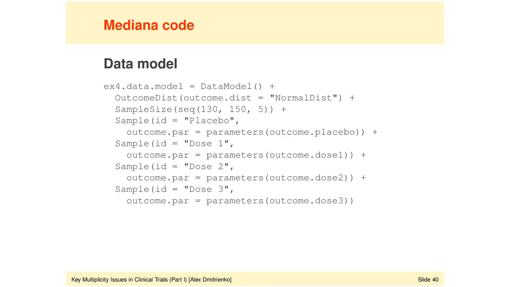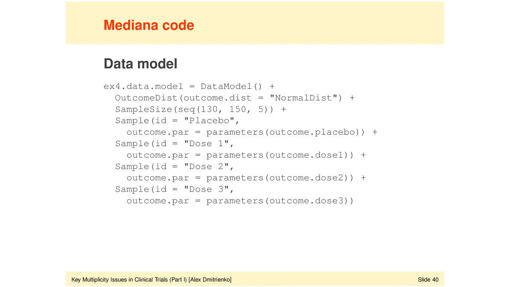This object specifies the distribution of patient outcomes in this model, and it's based on a normal distribution. The second object is the sample size object. It specifies the common number of patients enrolled in each sample. In this case, we're going to assume a balanced trial design, which means that all samples are assumed to have the same sample size.